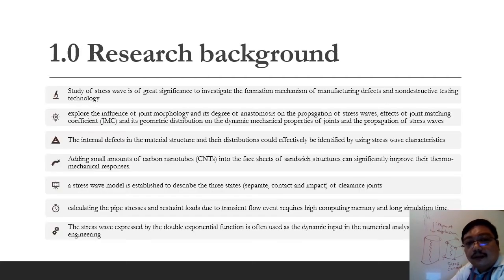Okay, so this is some of the research background I have taken from all those abstracts. Some are studying the stress wave, investigating the formation mechanism of manufacturing defects and non-destructive testing technology. The keyword is manufacturing defects. Approach of joint morphology and degree of anastomosis of stress wave, joint matching.